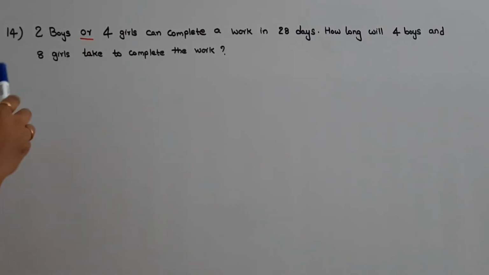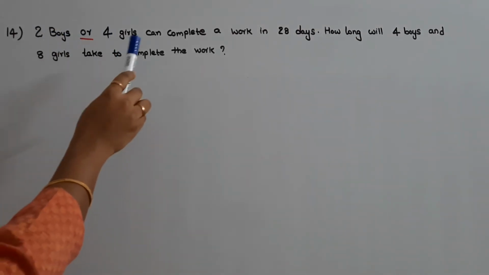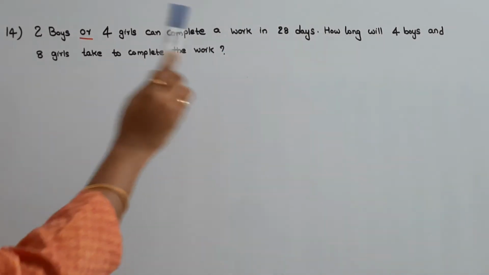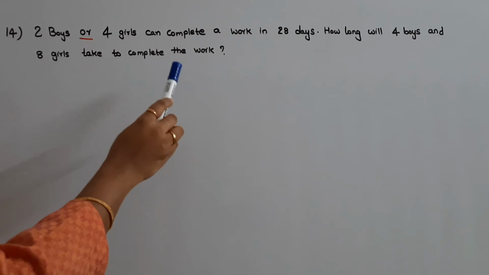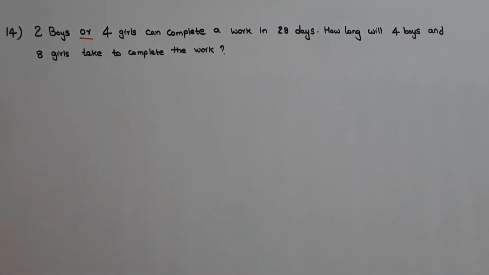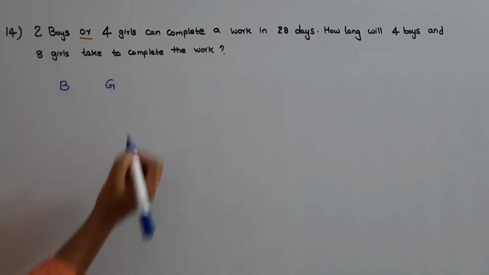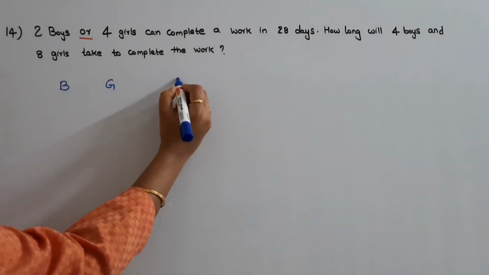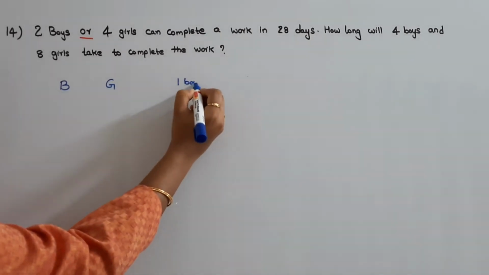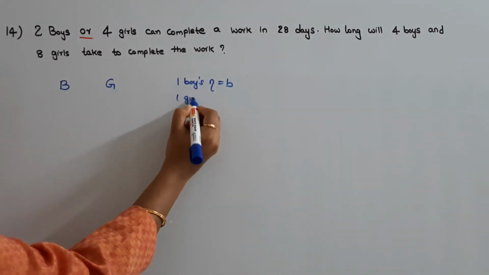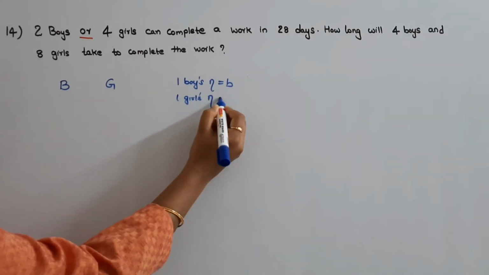This is another type of question. 2 boys or 4 girls can complete a work in 28 days. How long will 4 boys and 8 girls take to complete the work? So let us represent boys as B, girls as G. Let us assume that one boy's efficiency is B and one girl's efficiency is G.